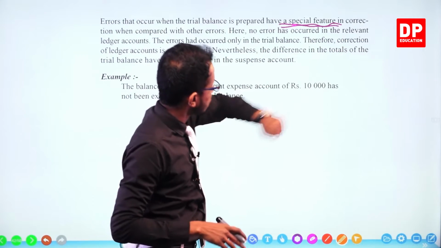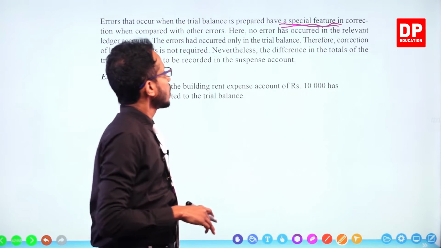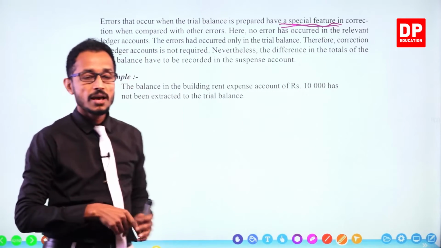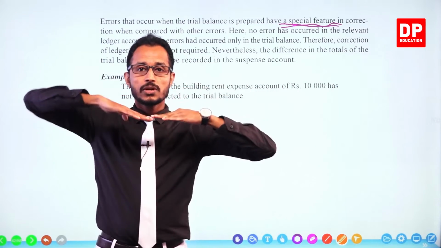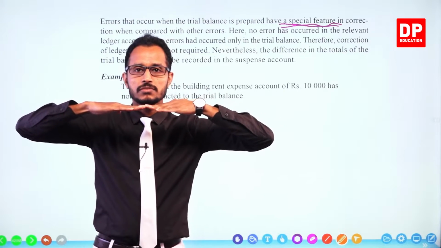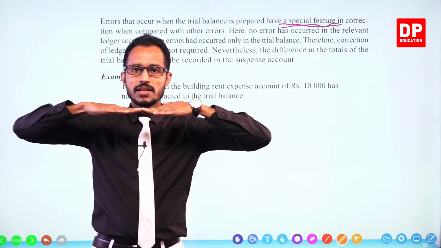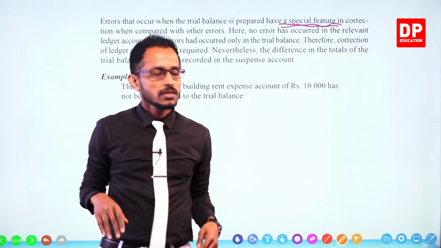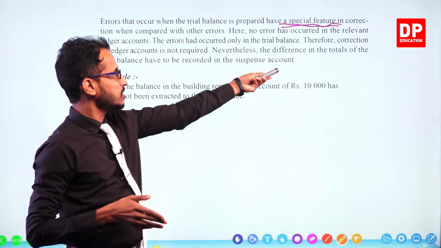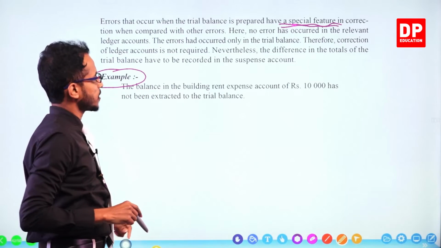Nevertheless, the difference in the total of the trial balance has to be recorded in the suspense account. That means the trial balance debit total and the trial balance credit total will be different. This will be higher or this will be higher. The trial balance will not be balanced. That shortage or difference should be recorded in the suspense account. Now we have one example here.